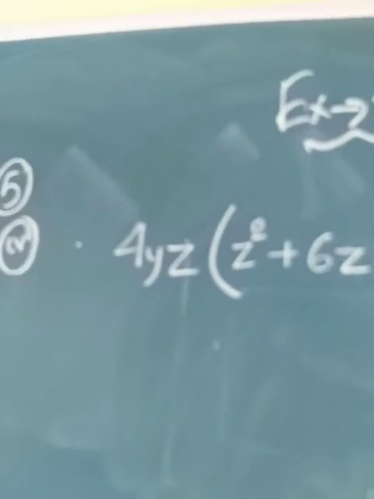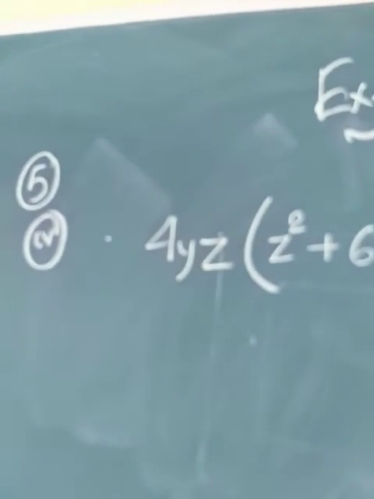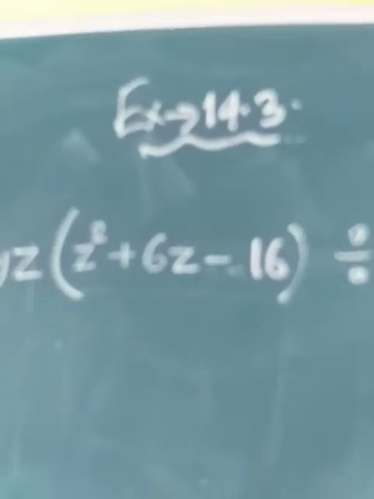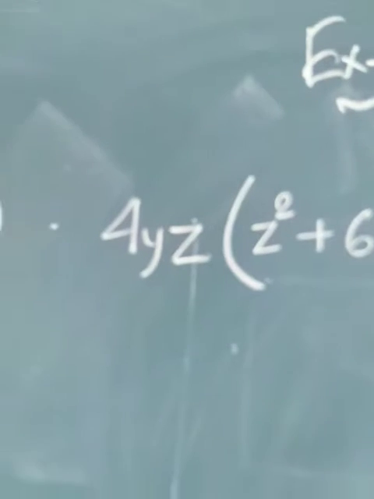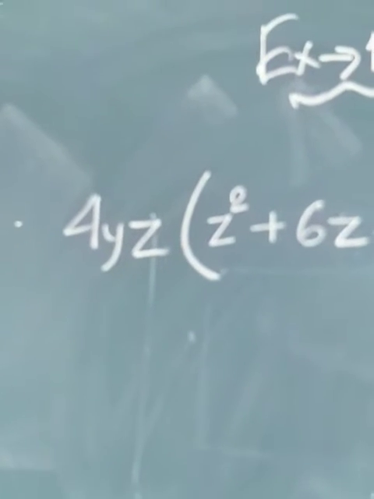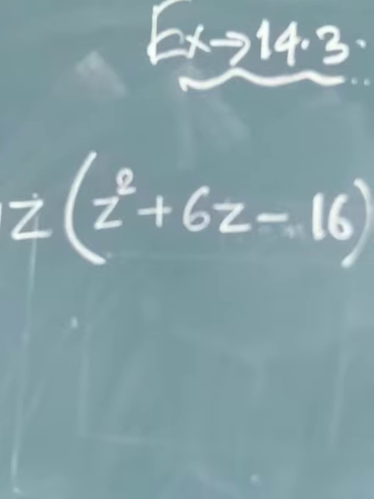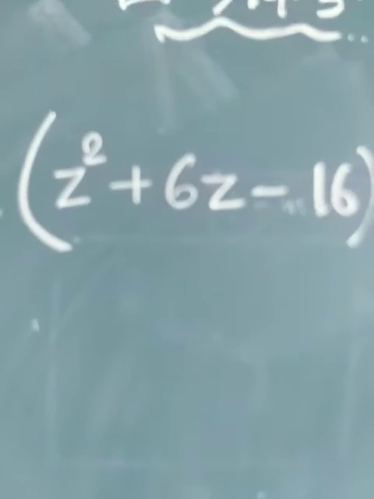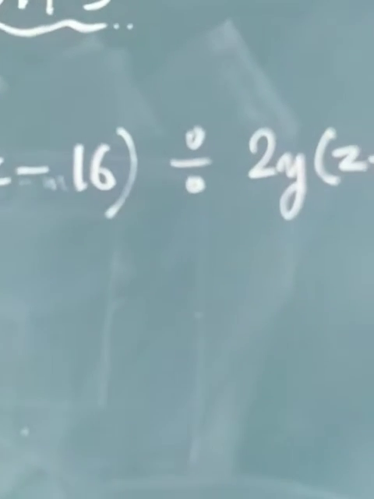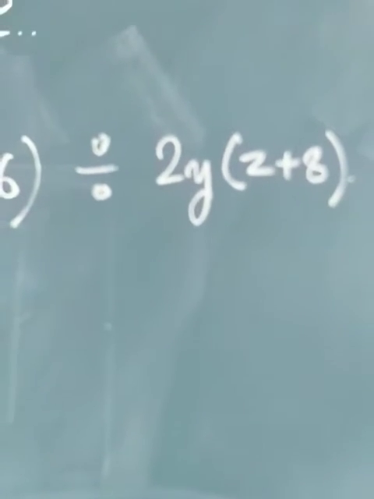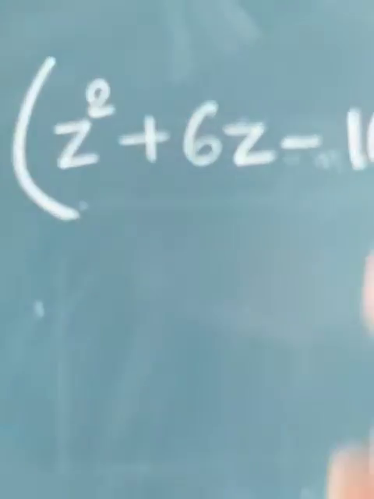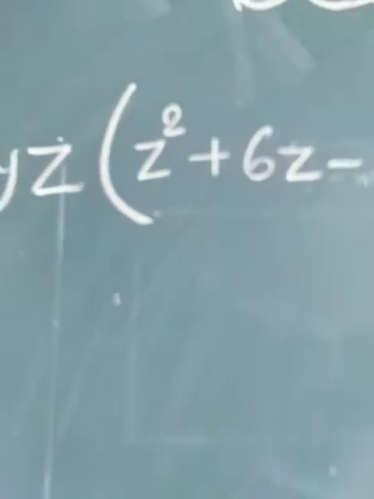Now in this session I will explain sum number 4 of question number 5 of exercise 14.3. Now what we have in question number 4, it is written 4yz, then inside the bracket we are having z square plus 6z minus 16 divided by 2y, again inside the bracket z minus 8. Now these three terms we have to go for a prime middle term factorization.